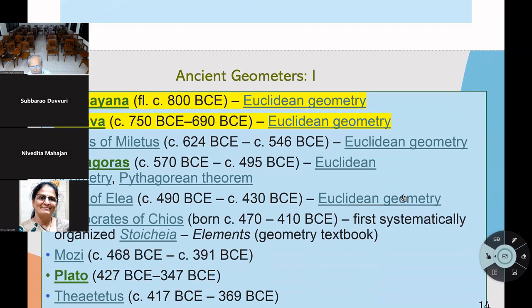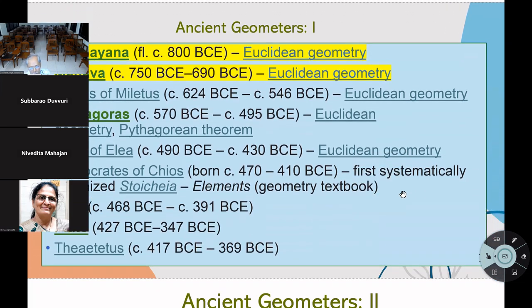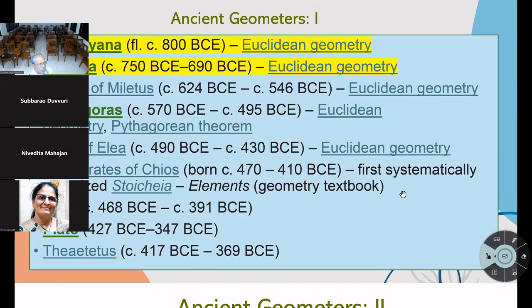So you see here, this is a list which is available also on the internet. You can see that. So Bodhayana, he was around 800 BCE, and Manav, he is also Indian, and he actually can be Manu also. So Euclidean geometry he also had, and he used it for his Shulba Sutras. And he was immediately after Bodhayana, as has been suggested.